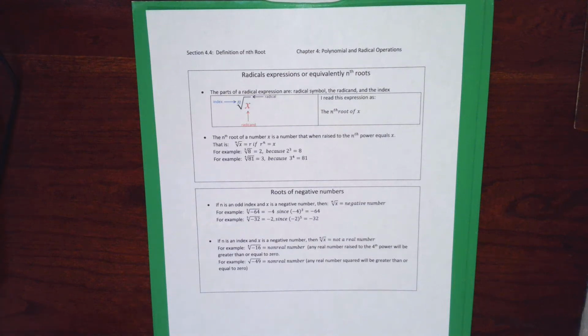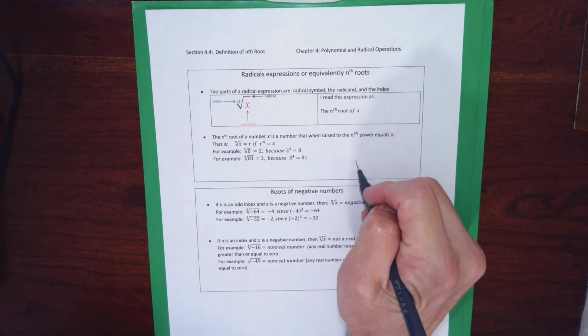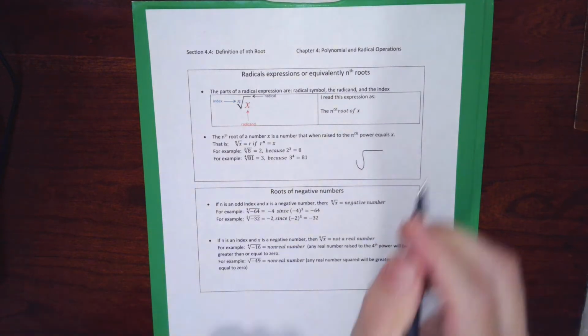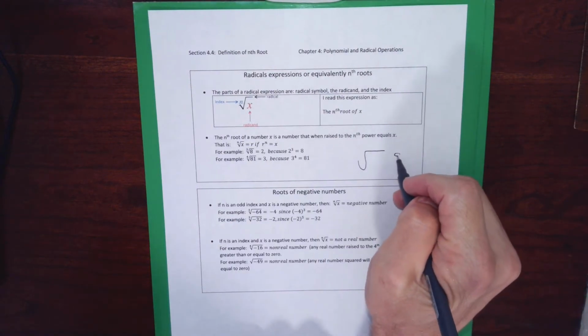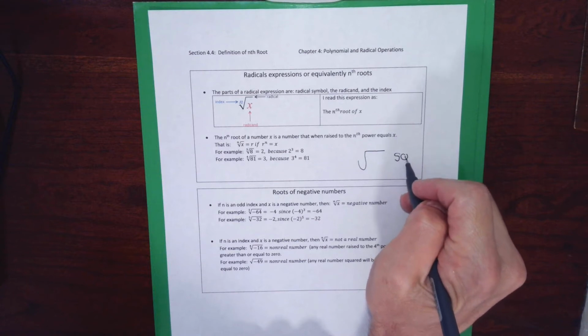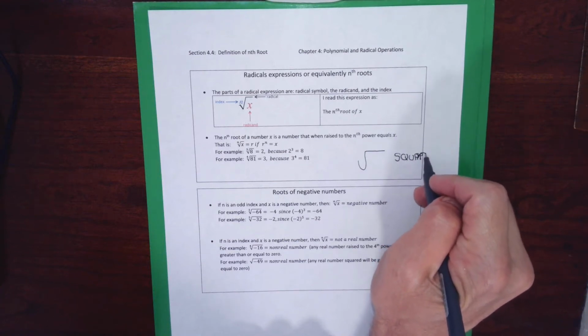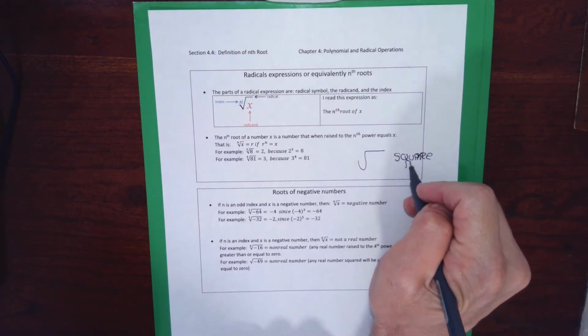So section 4.4 is going to deal with radicals, or sometimes we call them roots. We're going to be seeing this kind of symbol. That particular symbol is a square root symbol, hence why we say radicals or roots. Not that I could spell.